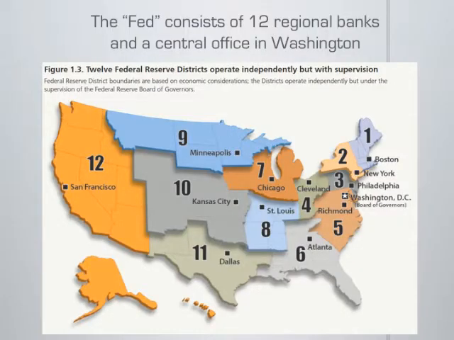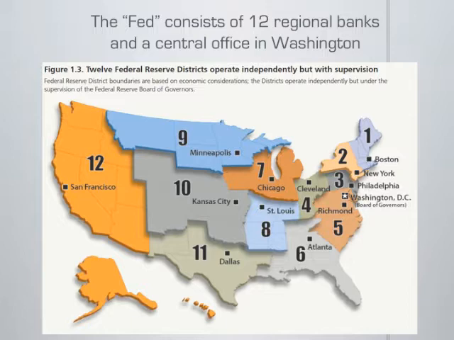Now, in true government fashion, the Fed is not just one entity, but it consists of 12 different regional banks and a central office in Washington. And here we have the diagram of the map of the United States showing the different offices. So there's a Fed in Boston that handles New England. There's a Fed in New York that handles New York. There's a Fed in Philadelphia that handles Pennsylvania, New Jersey, Delaware and things. There's a Fed in San Francisco that handles the western states, etc.